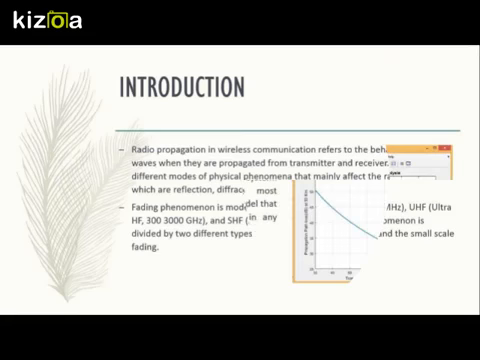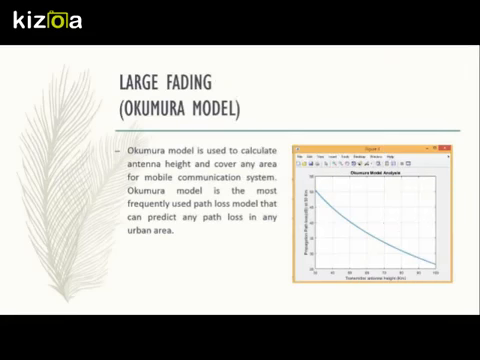Introduction. We use the Okumura model for large scale fading. The Okumura model is used to calculate antenna height and cover any area for mobile communication systems. The Okumura model is the most frequently used path loss model that can predict path loss in any urban area. The Okumura model is an example of a radio propagation model.